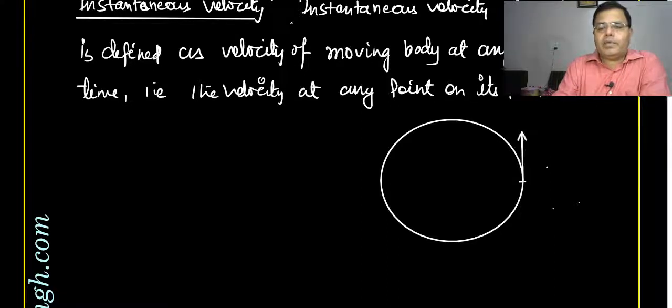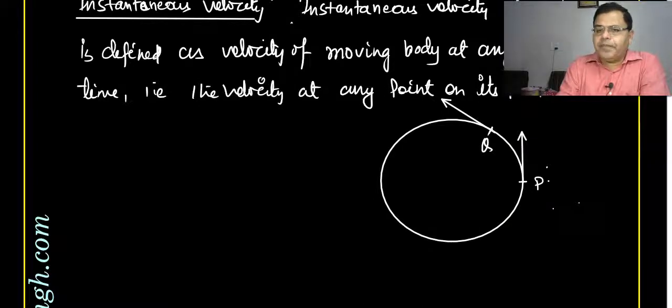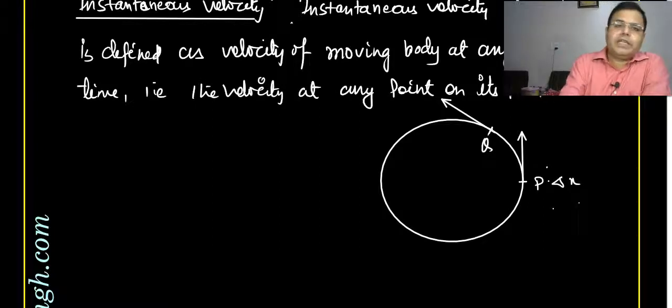So at this point P the velocity is one value, and at this point Q there is another velocity. At every point the velocity is different because of the change in direction. So these are the two points, P and Q. The change in position is, say, delta X in delta T time.